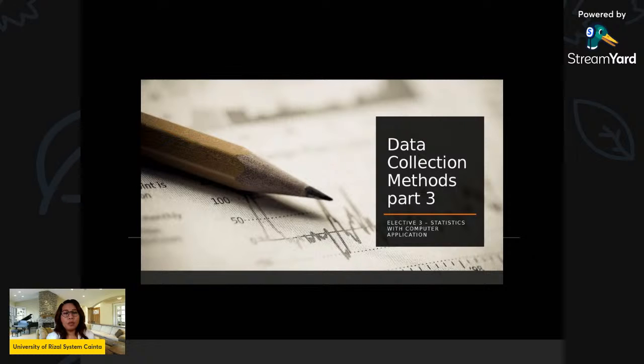For this topic, we are going to continue the lessons about data collection methods, which is part three of our discussion. And there are some things that we need to identify when it comes to how we can collect data and how we can use these methods in our future activities when it comes to data collection. So let's start.